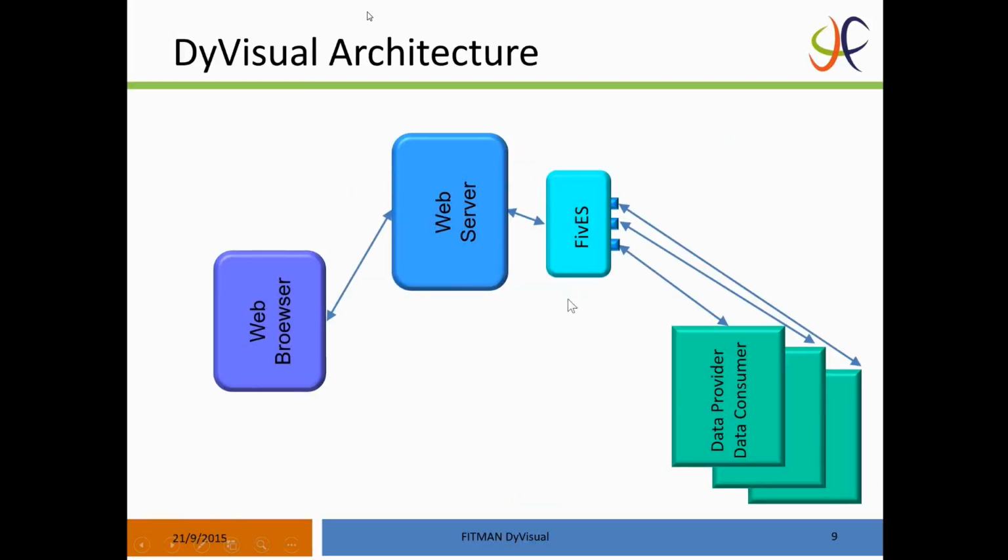So the basic setting is that you've got a web server, and of course a browser can connect to this web server, but behind the web server there's FIVES, and with FIVES as a server, we can have multiple clients as data providers or data consumers that provide data that is then provided to the web server and displayed later in the browser for a user to see. And of course, this can be dynamic content, meaning that new data dynamically becomes available over time.